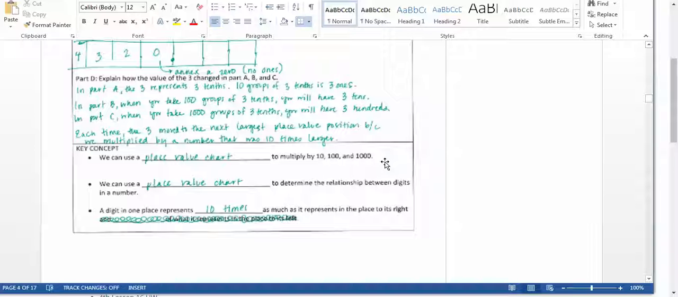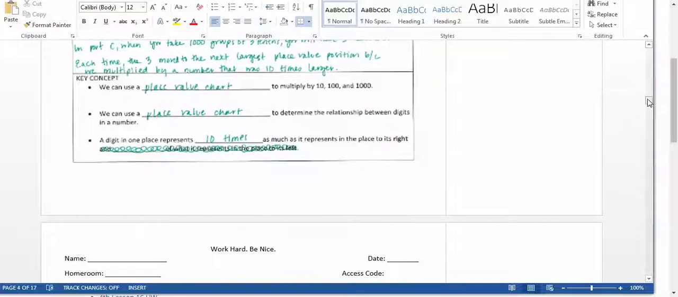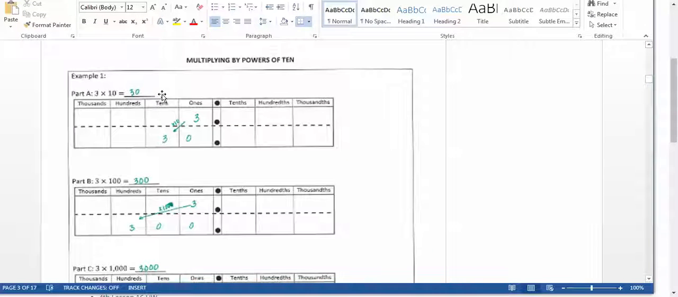We use a place value chart to determine the relationship between digits in a number, right? So like this number, this 4 is 1,000 times as big as this 4. And then finally, a digit in one place represents 10 times as much as the place to its right. All right, so like every time we move one place value left, we're getting 10 times bigger. The tens is 10 times as much as the ones.